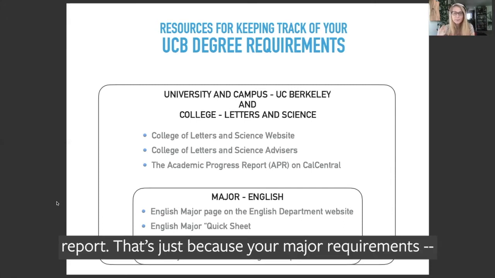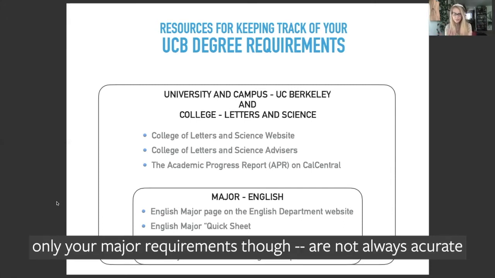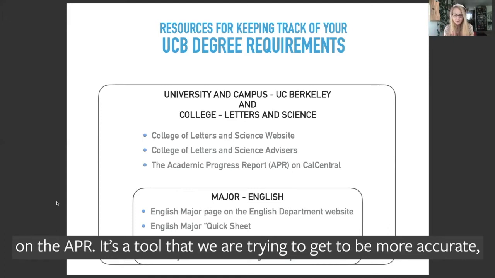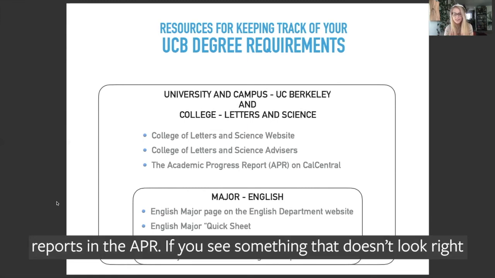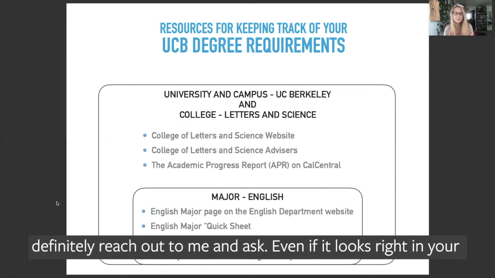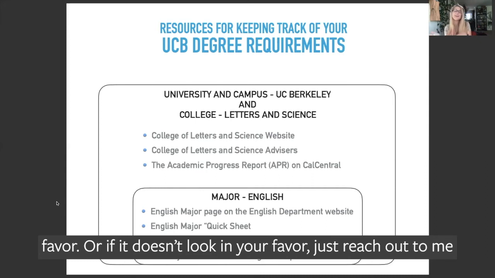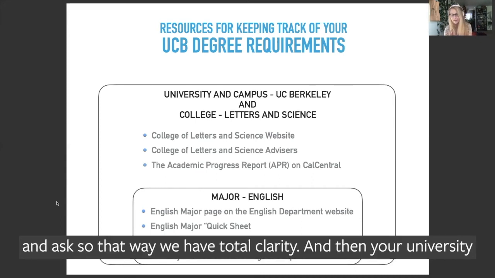Here it does say to be wary of the academic progress report. That's just because your major requirements, only your major requirements though, are not always accurate on the APR, the academic progress report. It's a tool that we're trying to get to be more accurate, but I've run across several times where students have inaccurate reports in the APR. If you see something that doesn't look right, definitely reach out to me and ask, even if it looks right in your favor, or if it looks not right in your favor. Just reach out to me and ask, so that way we have total clarity.